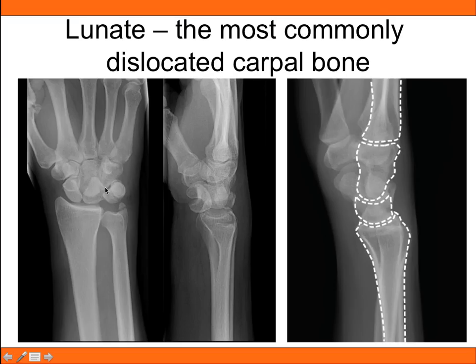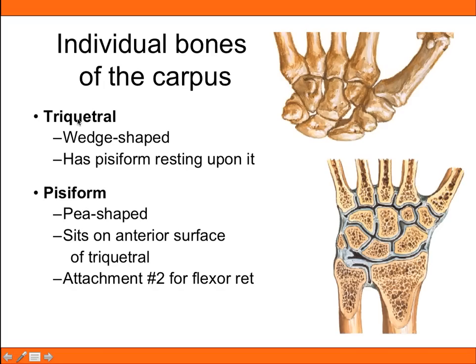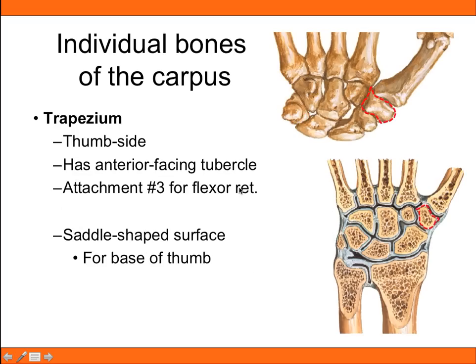They call this the pi sign, where the lunate overlies the capitate. So the lunate is the most commonly dislocated carpal bone. Let's move on. Triquetral or triquetrum bone. It's wedge-shaped and has the pisiform resting upon it. So here's the triquetral bone, and you can see the pisiform resting upon it anteriorly, and we know that it's got an attachment for the flexor retinaculum. There's the triquetrum, and here's the pisiform itself, and you can see that on these two images. Cool.